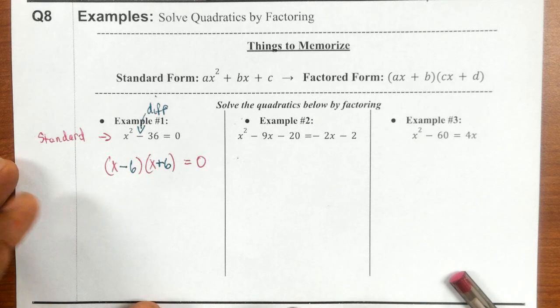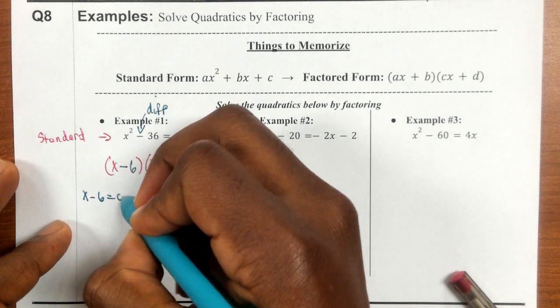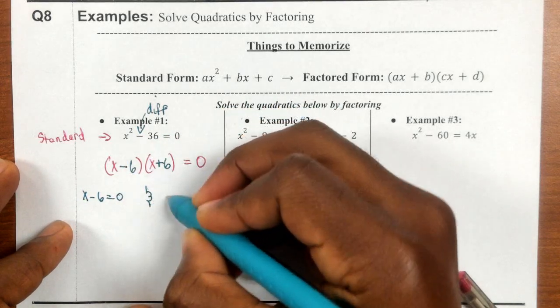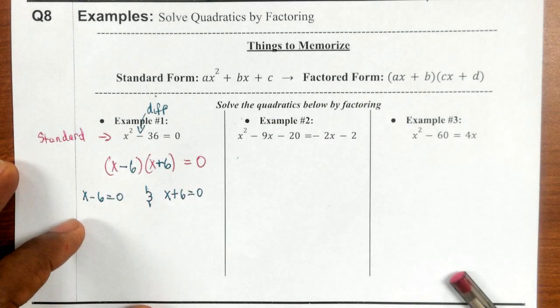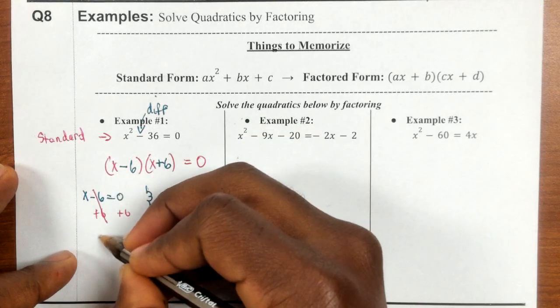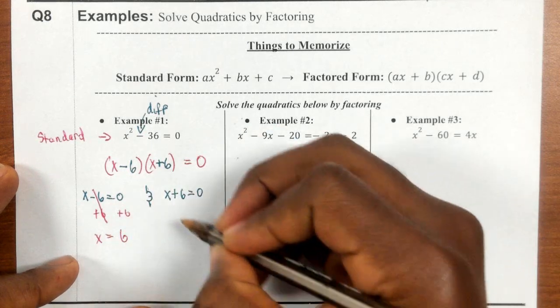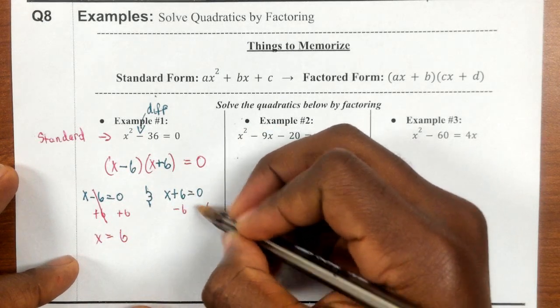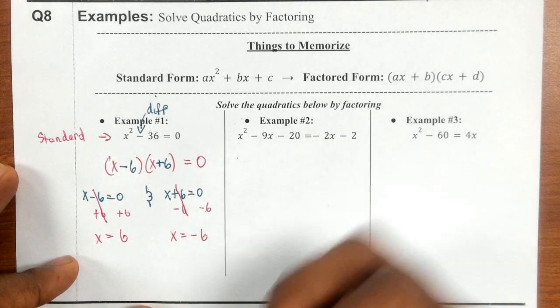So you would be saying x minus 6 is equal to 0, and x plus 6 is equal to 0. Here I would add 6 to both sides. That gets cancelled, and x is equal to 6. Here I would subtract 6 on both sides. That gets cancelled, and x is equal to negative 6.